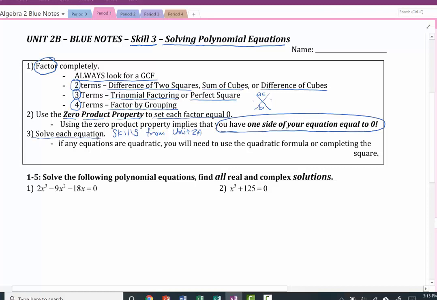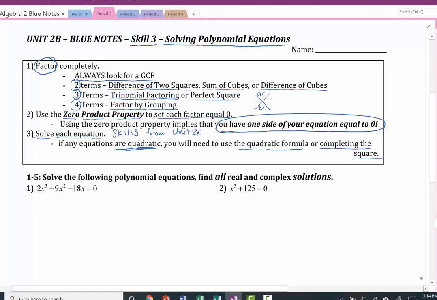However, sometimes our factors are quadratic, especially when you're using a sum of cubes or difference of cubes formula. One of the factors in those formulas is always a quadratic. That's not factorable. So in that instance, you'll have to use the quadratic formula, or sometimes you can use completing the square to solve that remaining quadratic.